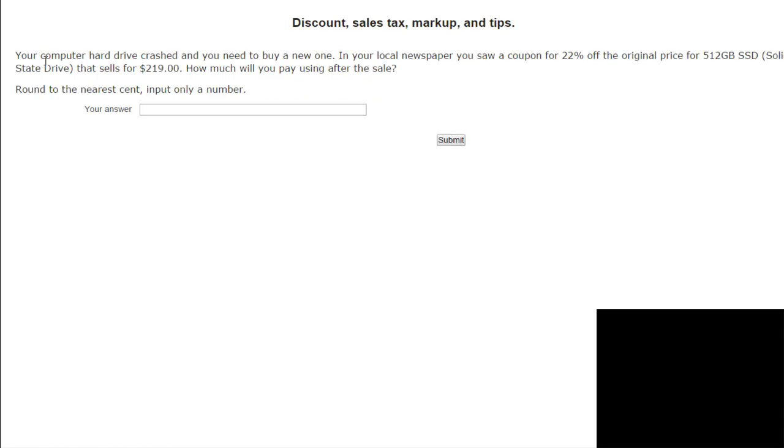In this example, the student is required to find out what the decrease is or what the discount is. So when the student reads the question, they have to do the calculation, and for this one the answer is going to be $170.82. The student is not required to input the $ sign, just the number. After that, hit submit.